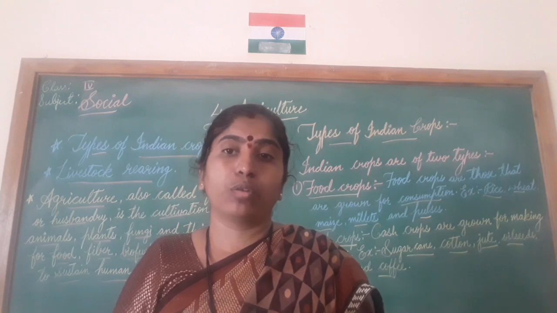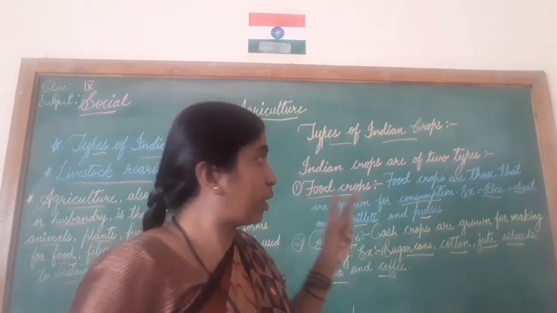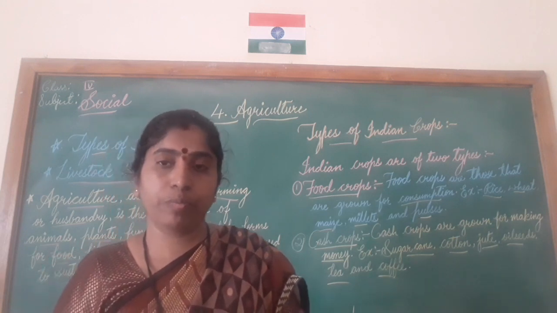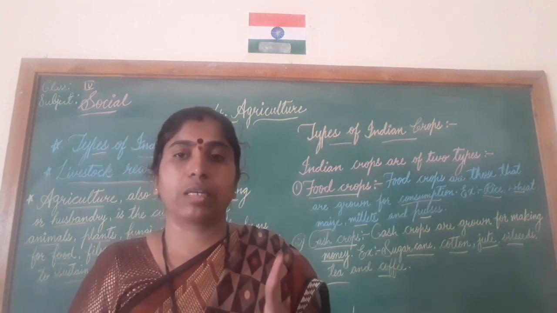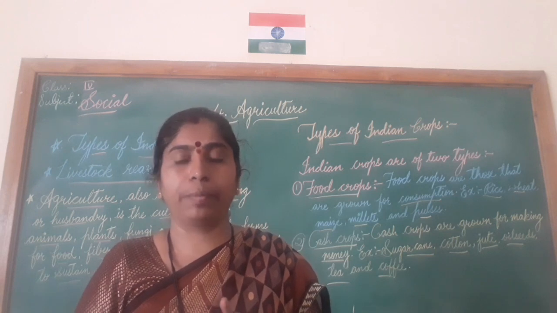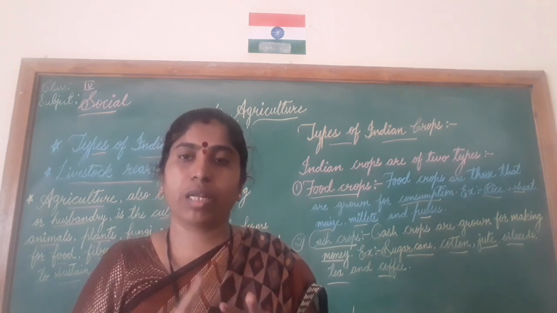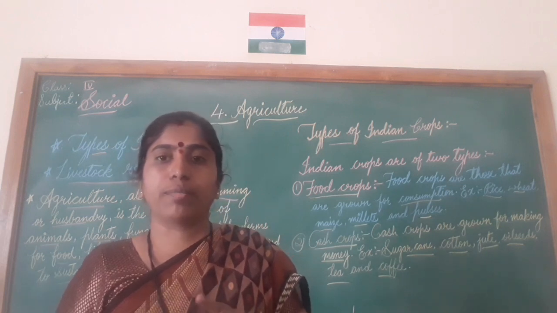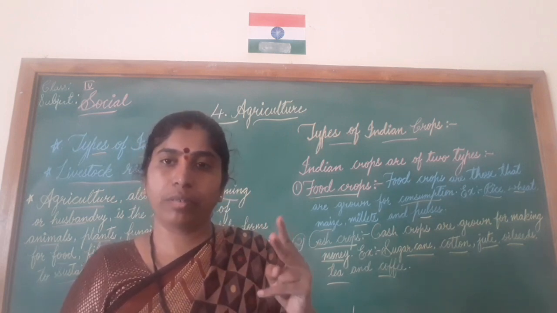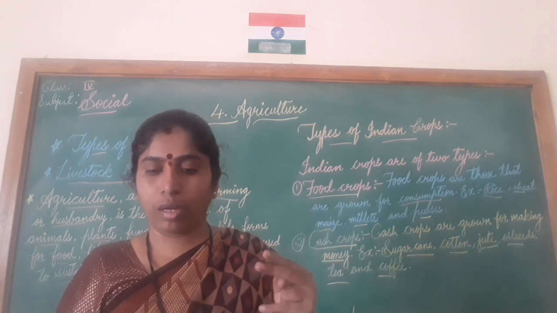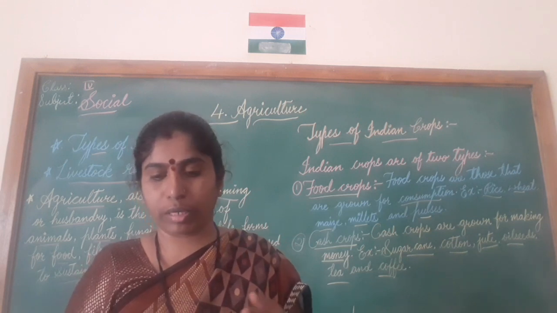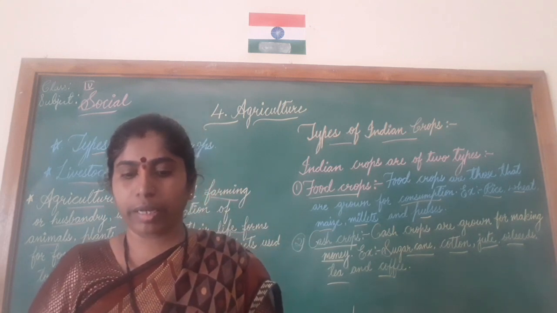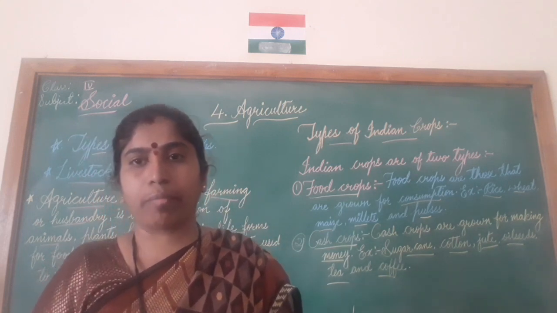So don't get confused. The two types of Indian crops are food crops and cash crops, and the two seasons are Kharif and Rabi. The Kharif season starts from the first week of June, and the Rabi season starts from mid-October, or in the month of October we can also say, from October to April. These are the Rabi crops, children.